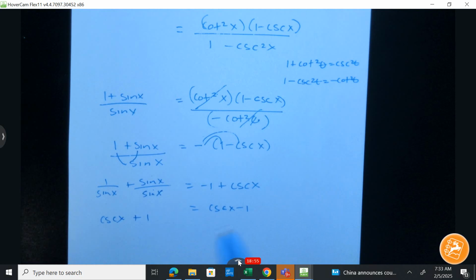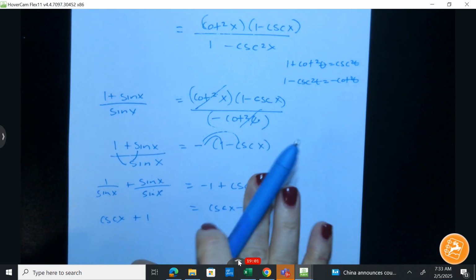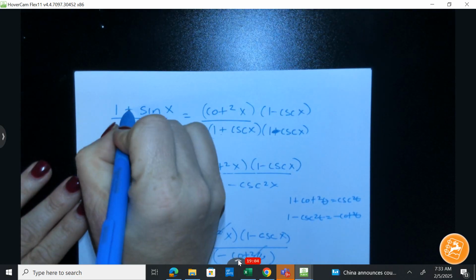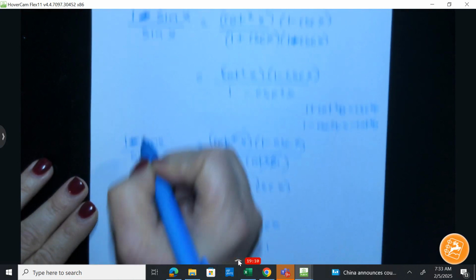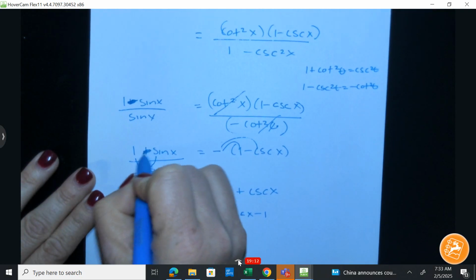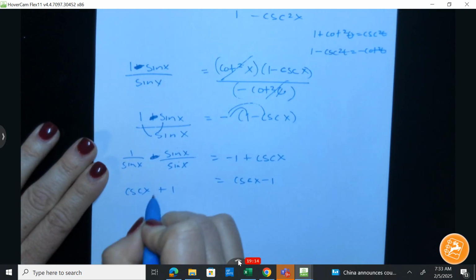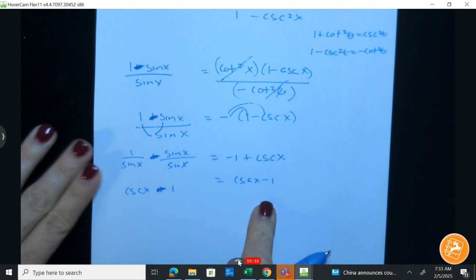Now, hold on one second here. This is not working out. What did I do? Oh, I wrote it down wrong. I'm looking back in my notes. This was supposed to be subtraction in the very beginning. So please correct that. This was supposed to be subtraction, and now we have the left side equals the right side.